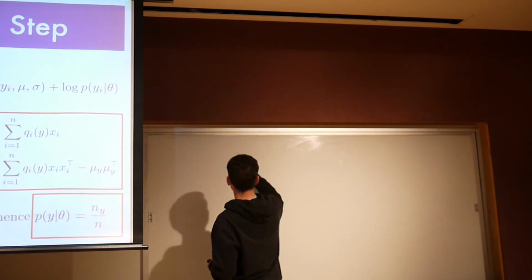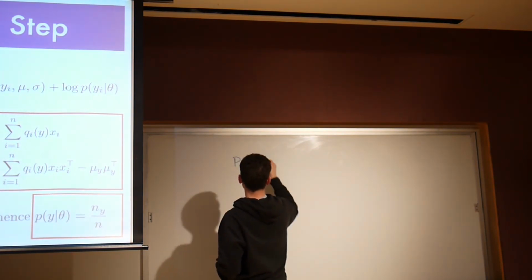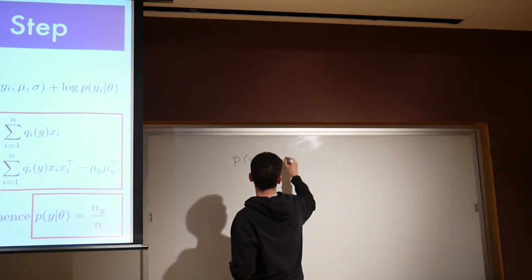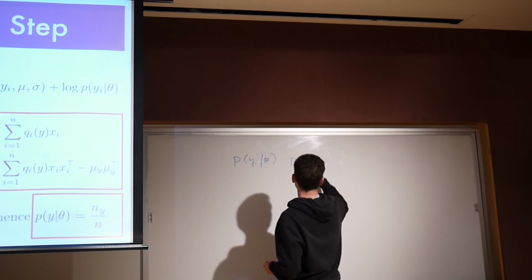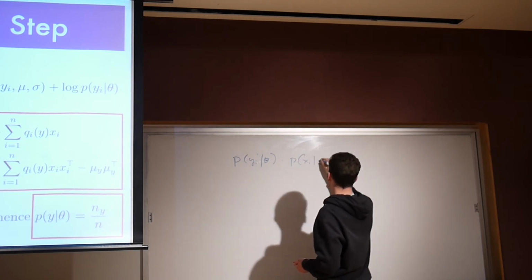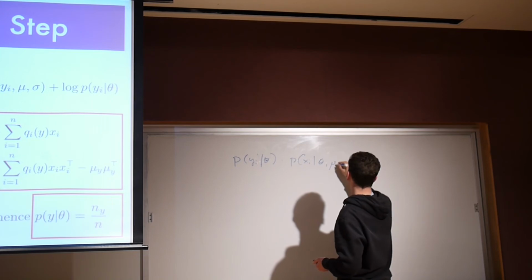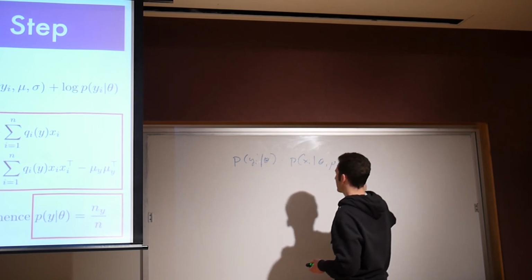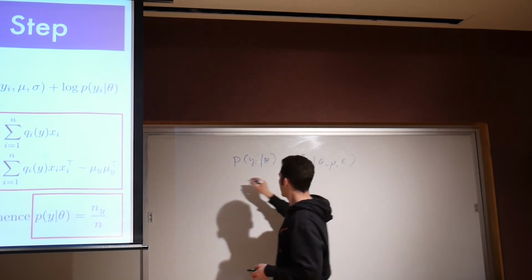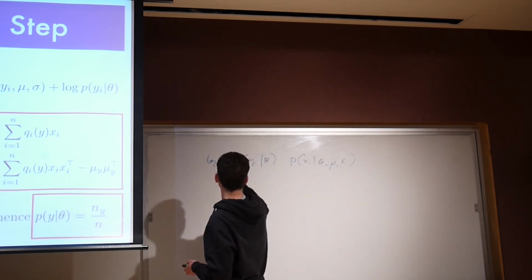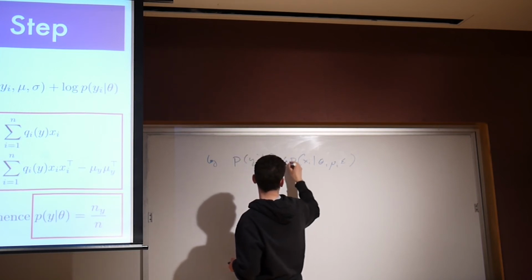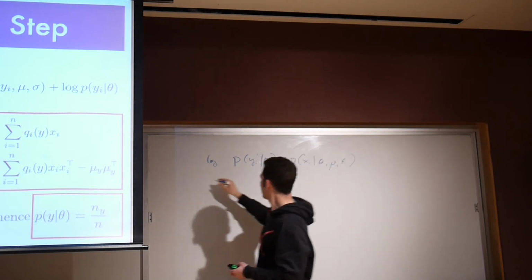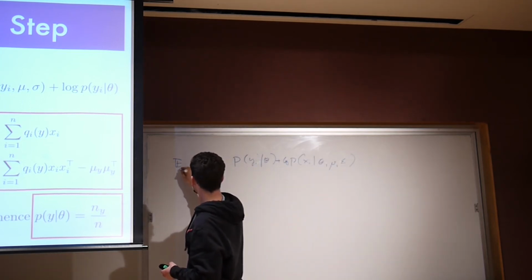Remember, we have the product of p of yi parameterized by some parameter theta times p of xi given theta, given sigma. And then, let's just ignore the priors. And so we have the log of this plus the log of this. And we take the expectation with respect to Q.